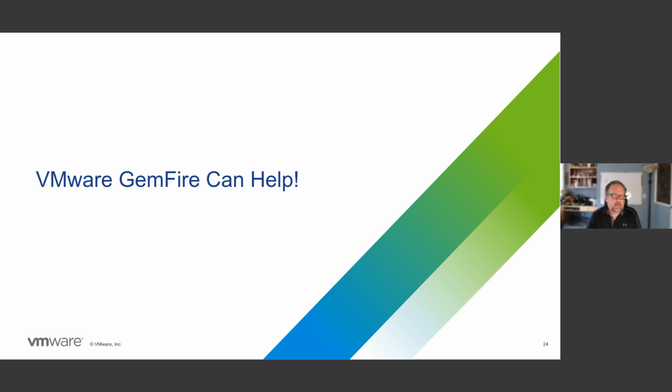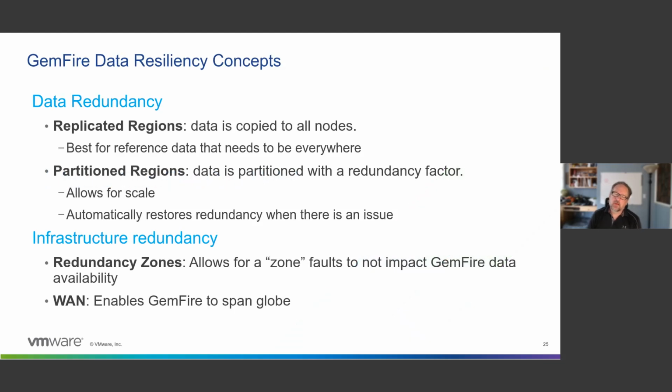So GemFire can help on this in many ways, right? From a data perspective, we have these two ways of specifying what a region type is. So we have this replicated one. This one is data is on every node, right? It's good for reference data or something like that. Let's just say I had a catalog. Maybe my catalog would be there and it's on all nodes.